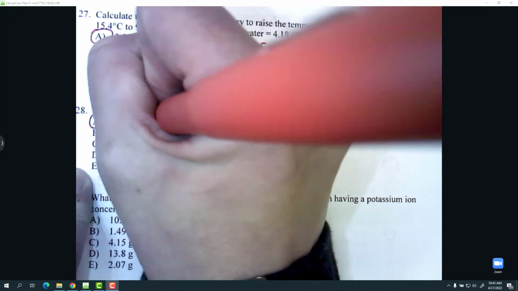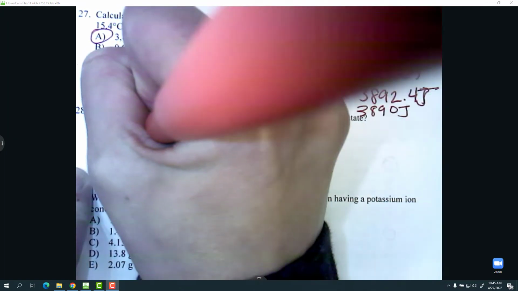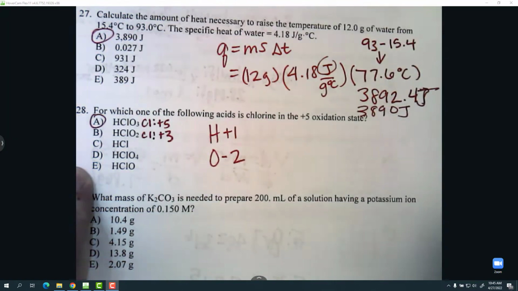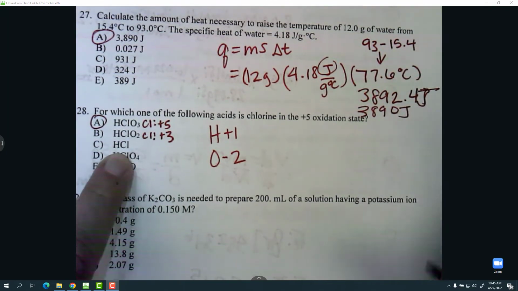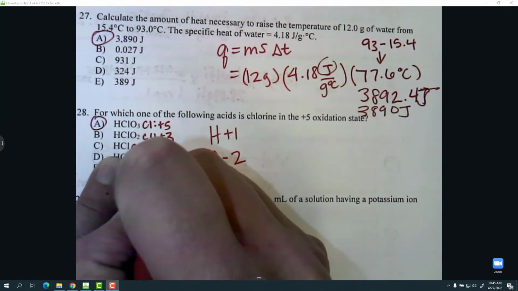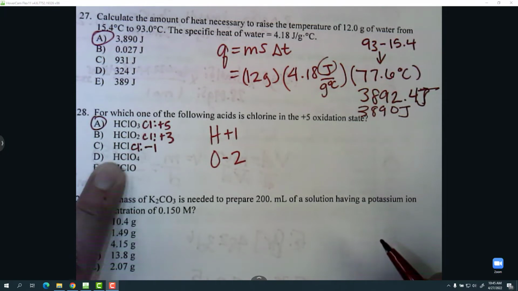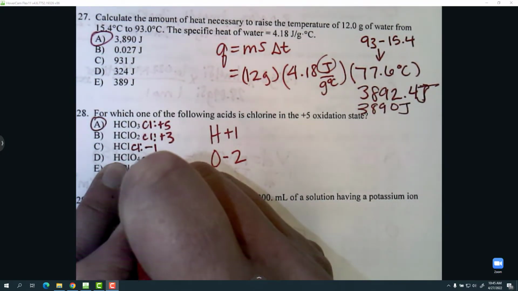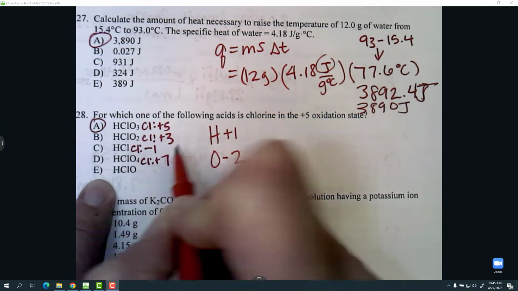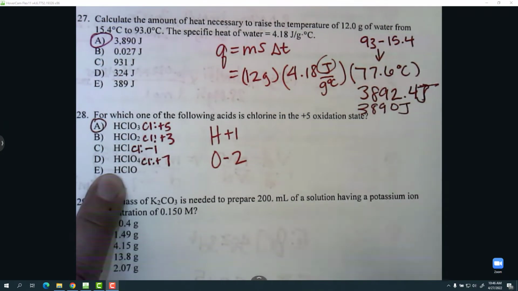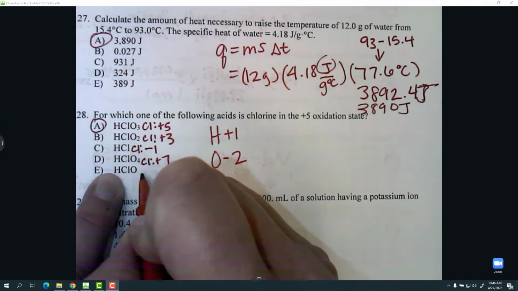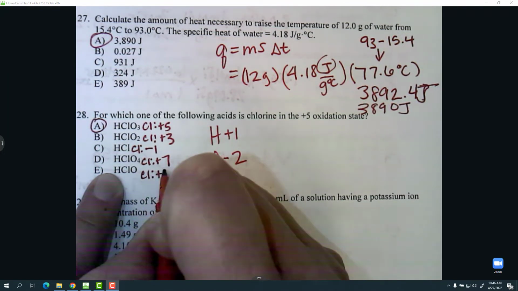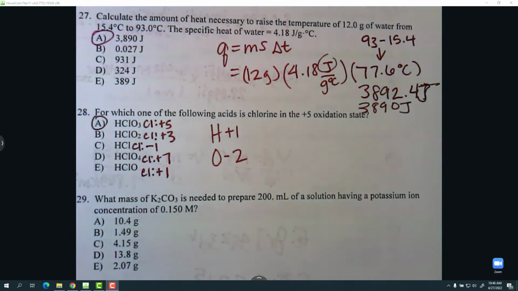Here, let me just write it. All right, +1, and so the chlorine must be -1. +1 and -8, so the chlorine must be +7. And then +1 and -2, so the chlorine must be +1. So it was that first one.